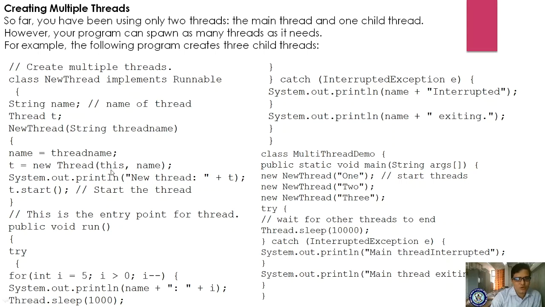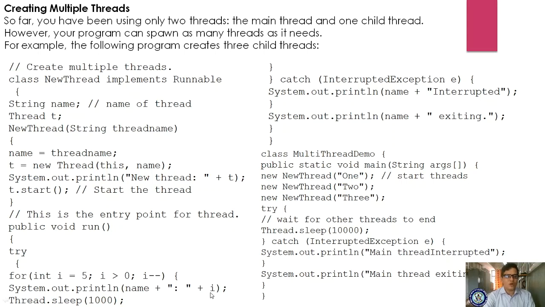System.out.println, you are displaying the new thread t, and you are calling t.start. Whenever you call t.start, the run method will be executed. Right, here the run method exists. Now just observe the public void run method. In the try catch block we are writing this run method. In the try block you write for int i = 5, i greater than 0, the condition is true. Then it will enter this, displaying the name plus the i value. What is the i value? 5.